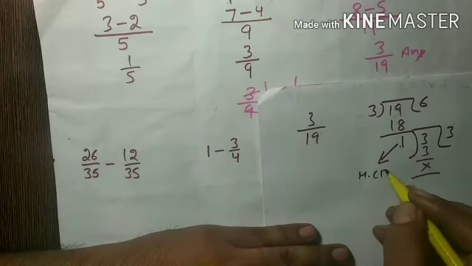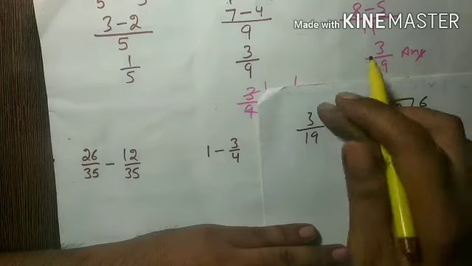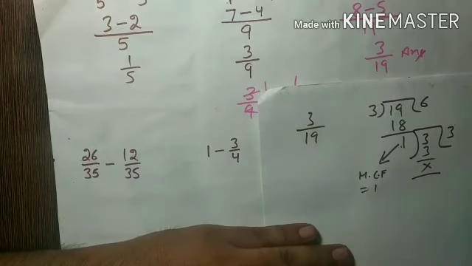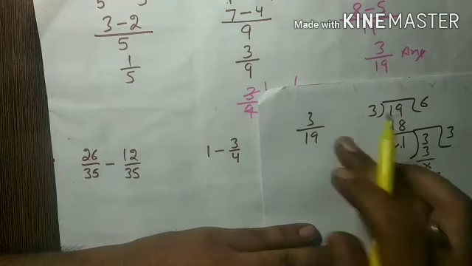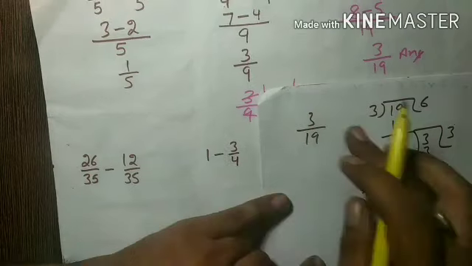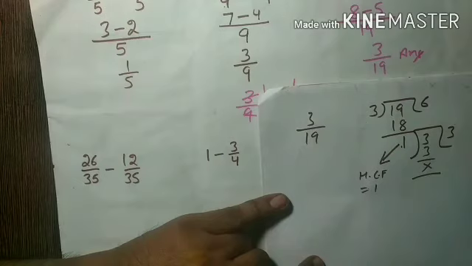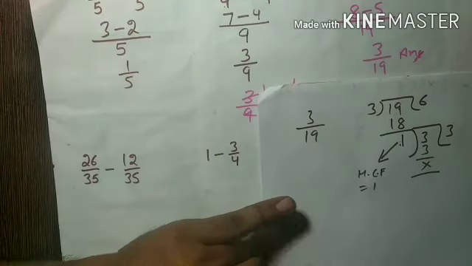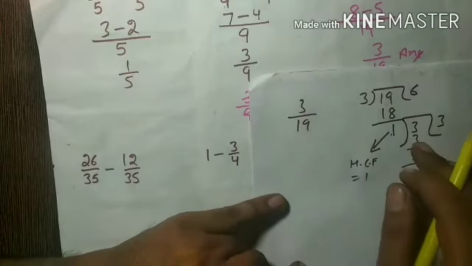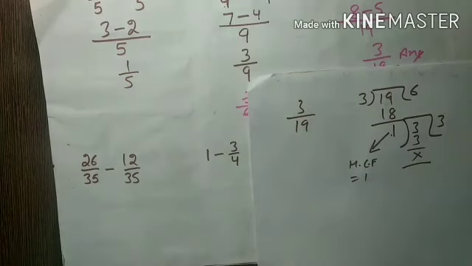So in this case, what is the HCF? The HCF is 1. So if the HCF of numerator and denominator is 1, then this form is called the simplest form, and this is the final answer. Okay student? So I can write 3 by 19 is the final answer. Now student, this is called the long division method. Okay, you can see.